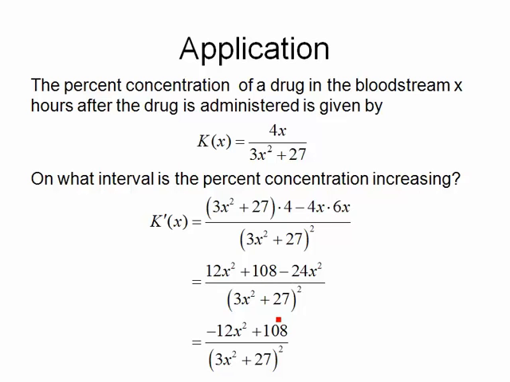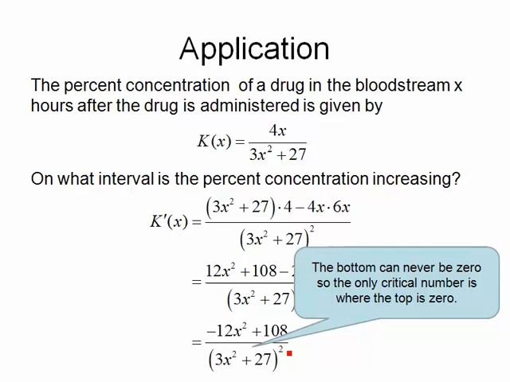To find the critical numbers, I need to either set this equal to 0 or find where it's undefined, which means I'd have to check where the bottom's equal to 0. But when you look at that bottom, 3x squared plus 27, that's always positive because x squared is positive. 3 times that's going to be positive. Adding 27 means it can't be 0. Squaring it is going to make it even more positive. So this bottom can never be 0, so the only critical numbers are going to be where the top is 0.